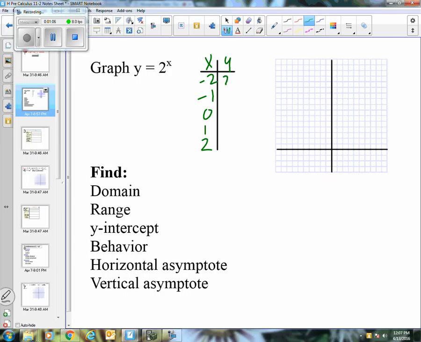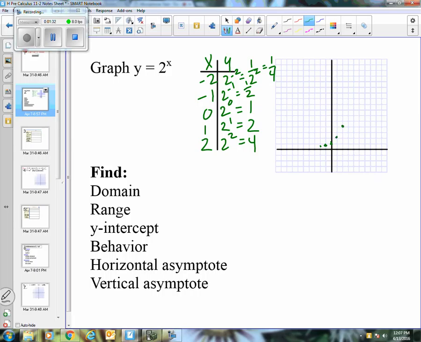If I plug in a -2, remember what that negative exponent means, reciprocal, so 1 over 2 squared, or a fourth. 2 to the negative first would be 1 over 2, so a half. 2 to the 0, anything to the 0 power is 1. 2 to the first is 2, and 2 squared is 4. Let's plot those points: (-2, 1/4), (-1, 1/2), (0, 1), (1, 2), and (2, 4).